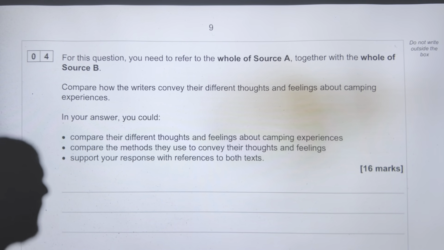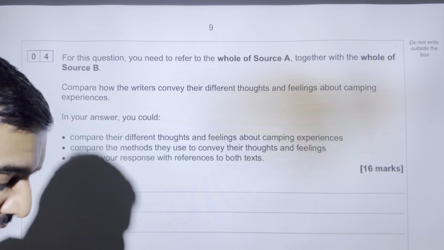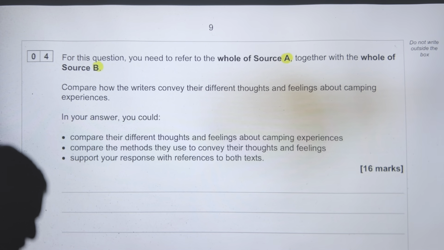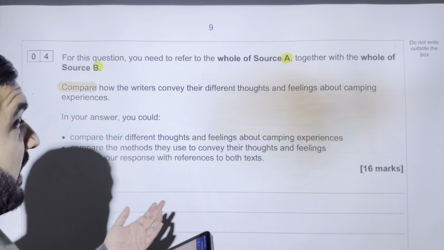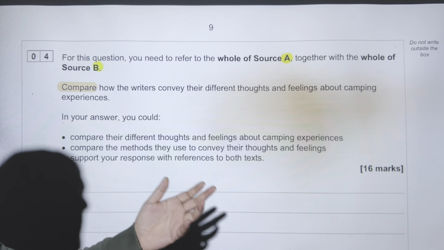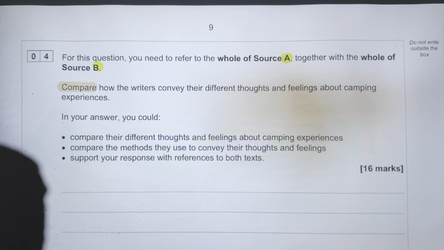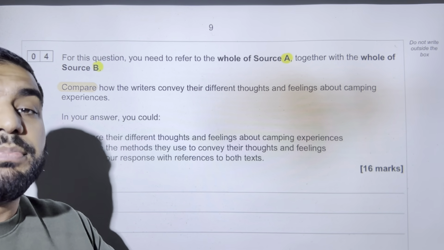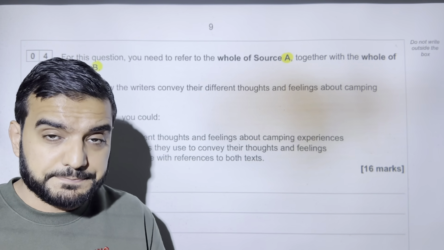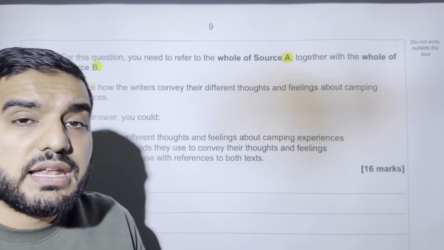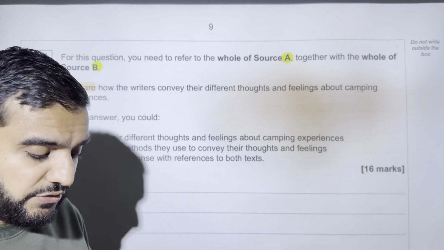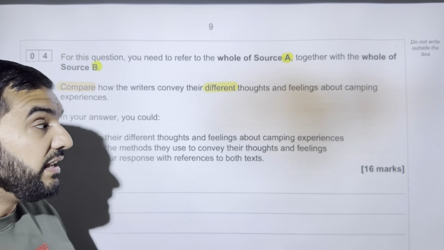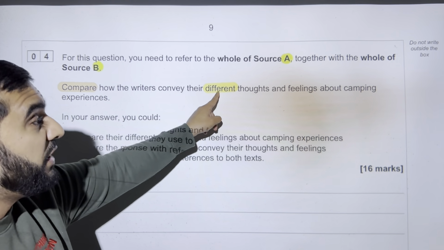Then we move on to paper 2, question number 4. Now, because paper 2 has source A and source B, AQA throws in a question where they want us to compare the 2 sources. So for this one, it's asking us to compare their different thoughts and feelings about the camping experiences. You're always going to compare feelings, thoughts, and perspectives about something between the sources. Now, guys, remember, a comparison can either be a similarity or a difference. So always keep an eye out as to what exactly AQA is talking about. In this one, we're comparing differences.